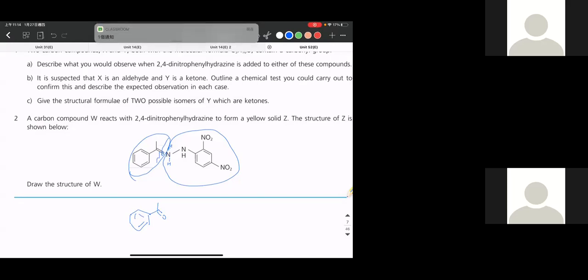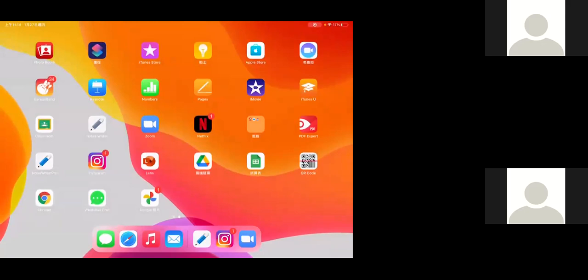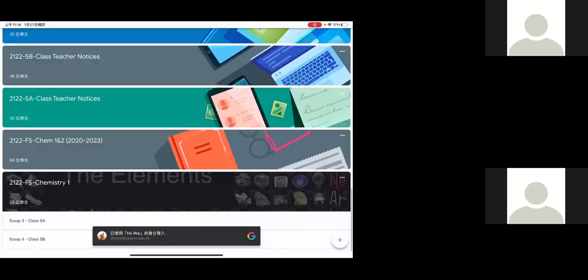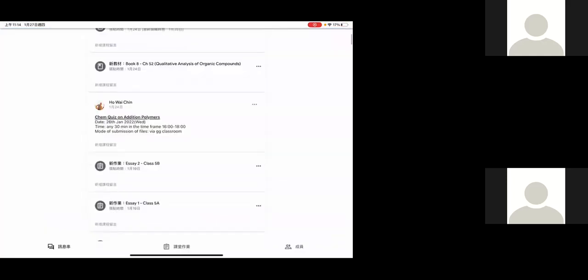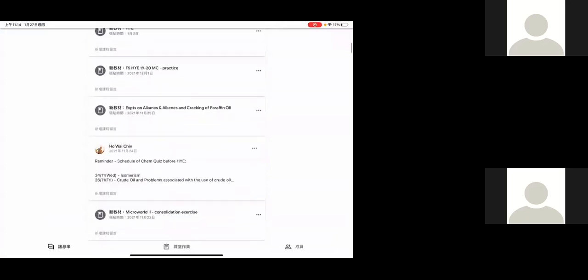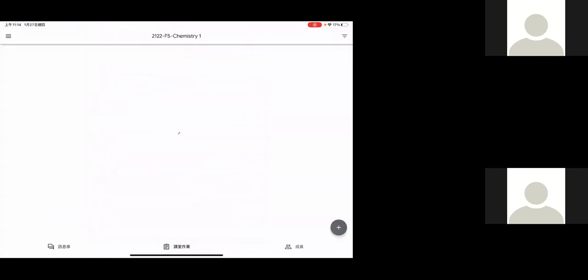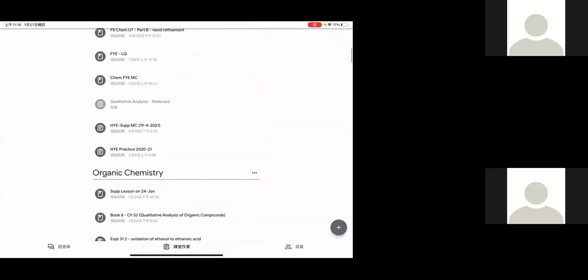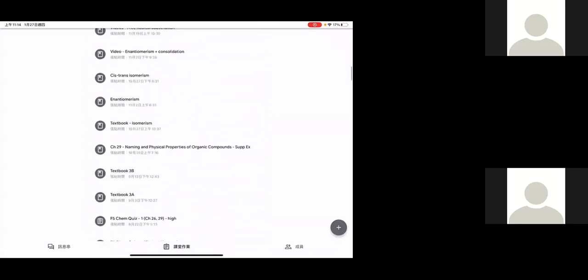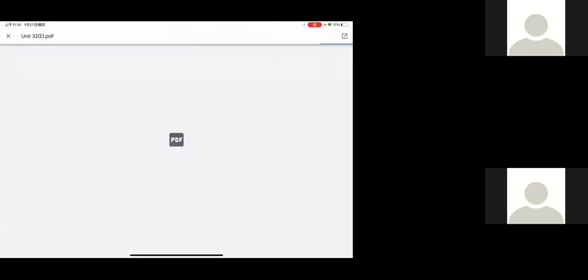Now, if not, I would like to go back to Book 3B. Okay, I would like to go back to Book 3B. This time it is not 31 because we just finished. While you go to chapter 32. Can you see that? Locate the page.